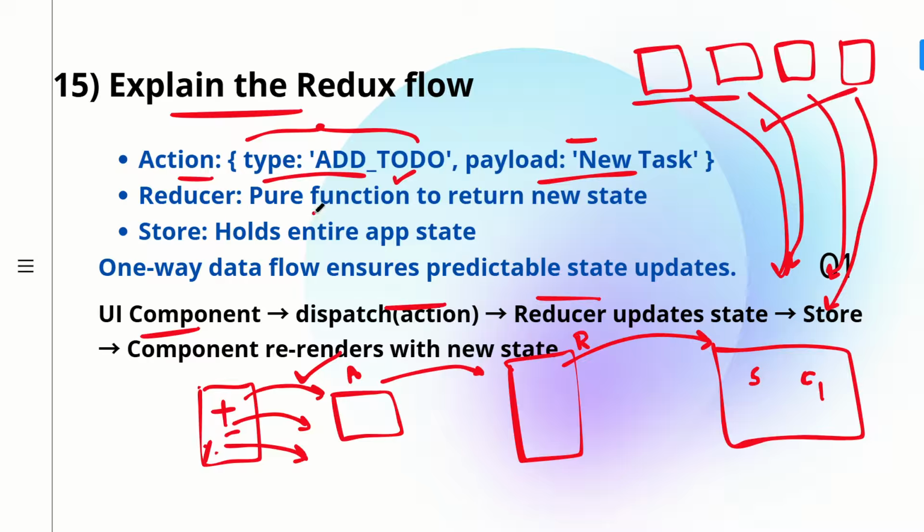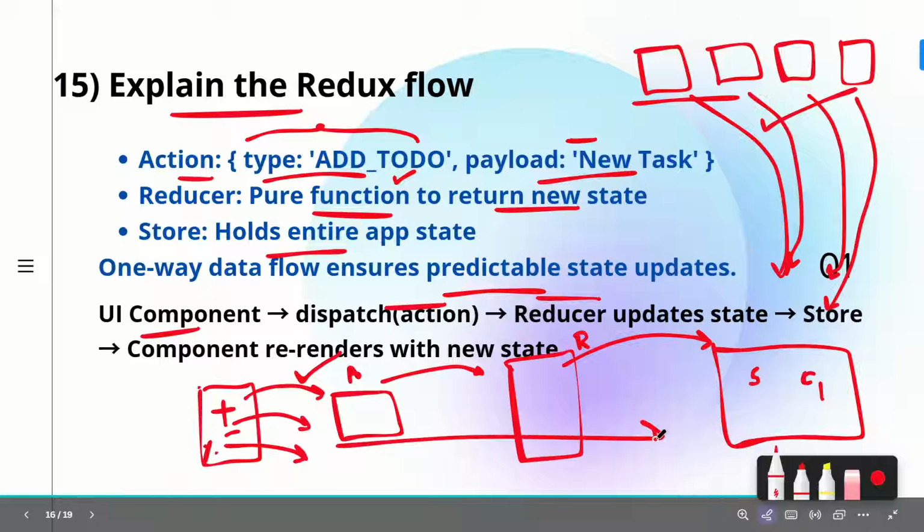Then we have reducers. Reducers are pure functions that return the new state. Then the store holds the entire app's state. And one way data flow ensures predictable state updates. So there is only one way data flow, right? This is the data flow, you're just trying to access it. So this is the one way data flow which is helpful for predictable state updates. So this is about the Redux flow.